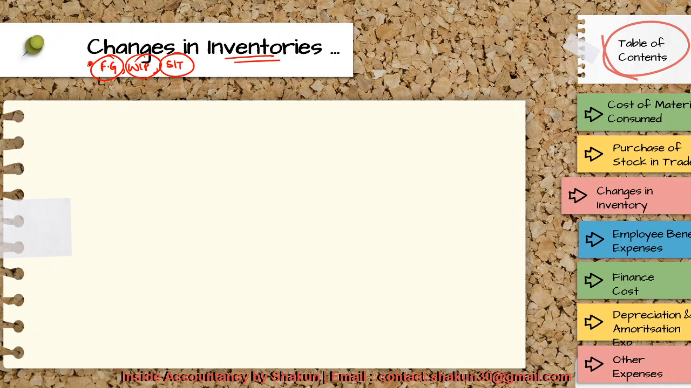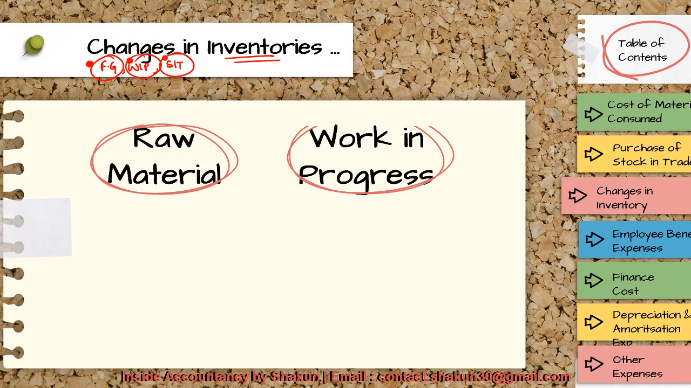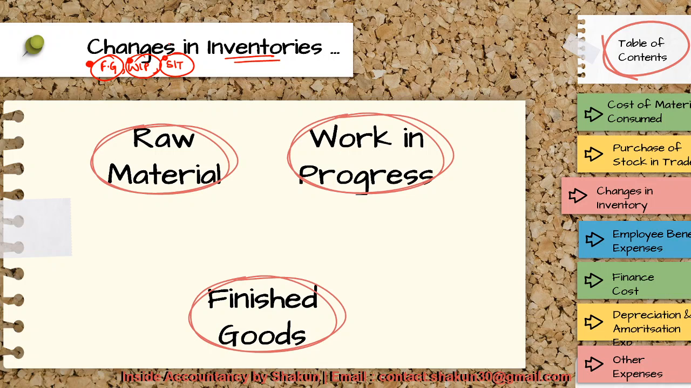Finished goods are those goods which have been manufactured by the company and which are ready for resale. Work in progress means those goods which are in the process of manufacturing. Neither are they raw material nor finished goods, but they are in the process of being manufactured. And stock in trade means the goods that have been acquired for the purpose of resale. So changes in inventory includes raw material, work in progress and finished goods.